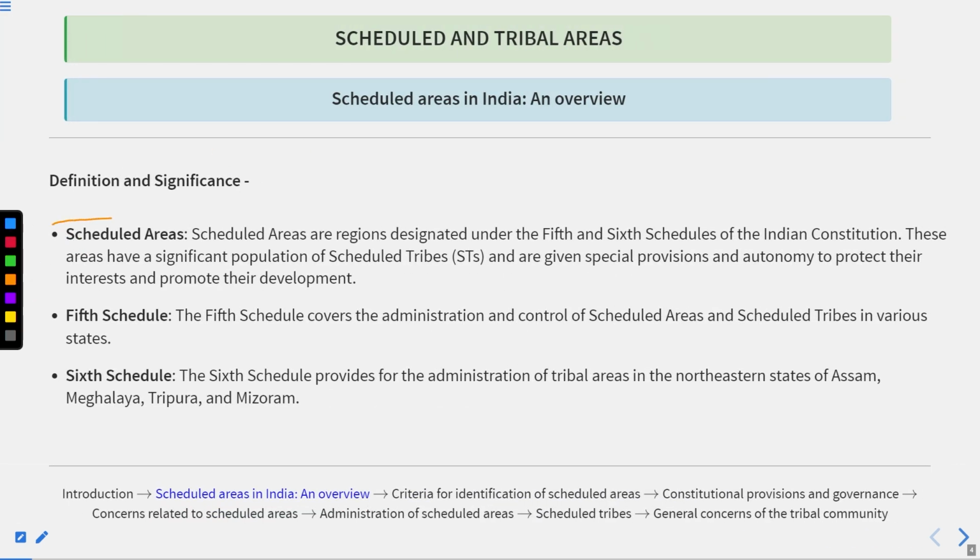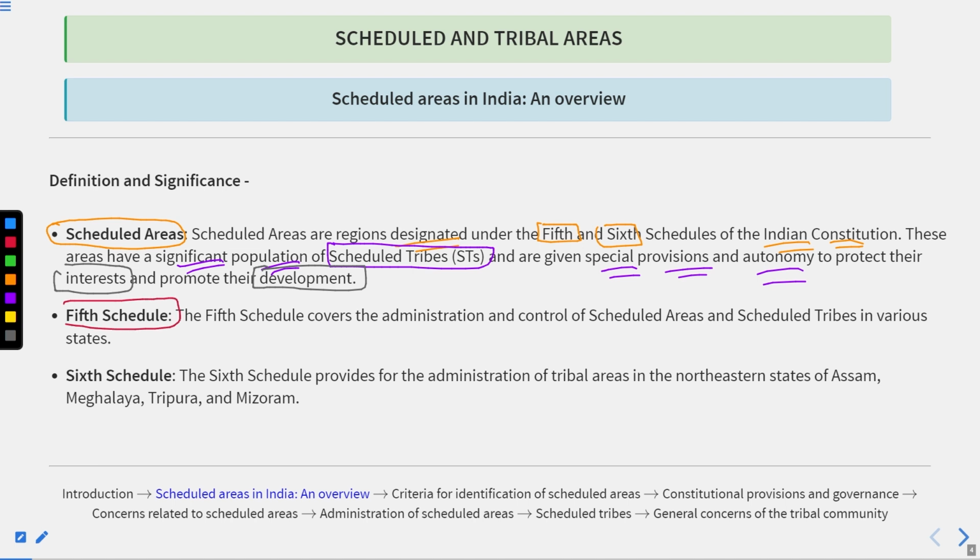Thereafter, we have seen the definition of schedule areas. Okay, so these are the designated areas under the 5th and the 6th schedules of the Indian Constitution. These are areas having a significant population of the STs or the scheduled tribes. And basically under these schedules, we have given them special provisions and autonomy to protect their interests and promote their development. Okay, that's the thing.